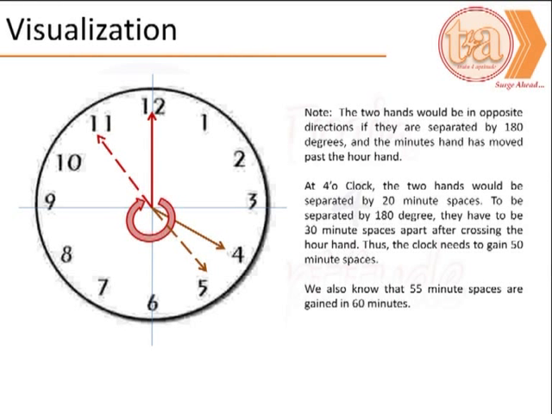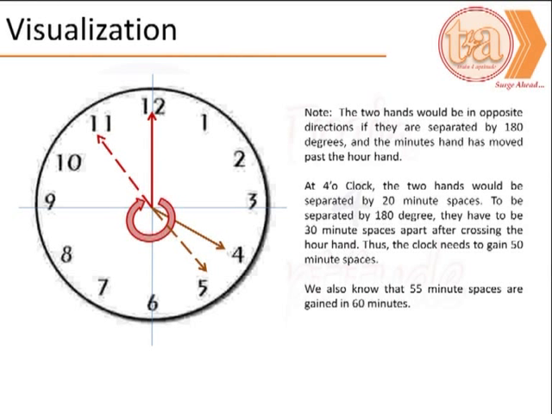If we visualize the current time at 4 o'clock, we find that the hour hand is pointing at 4 while the minutes hand is pointing at 12. They are separated by 20 minute spaces. We know that the hour hand can only travel between 4 and 5 and therefore it would not be able to cover a separation of 180 degrees from 12 o'clock, that is, it would be pointing at 6.